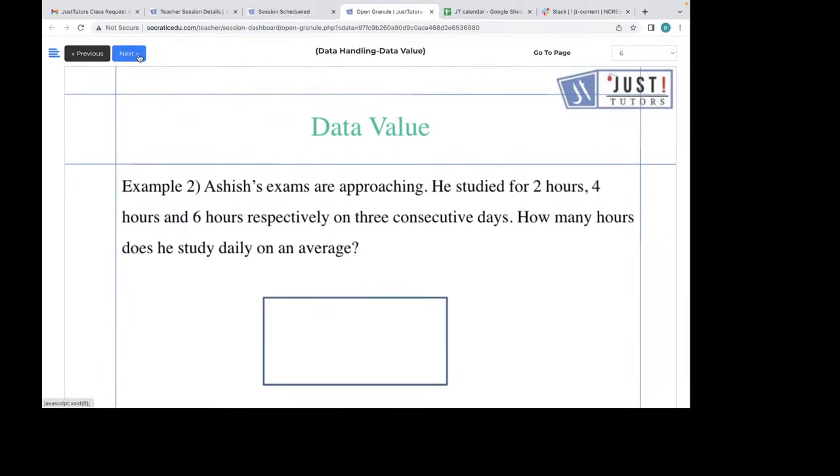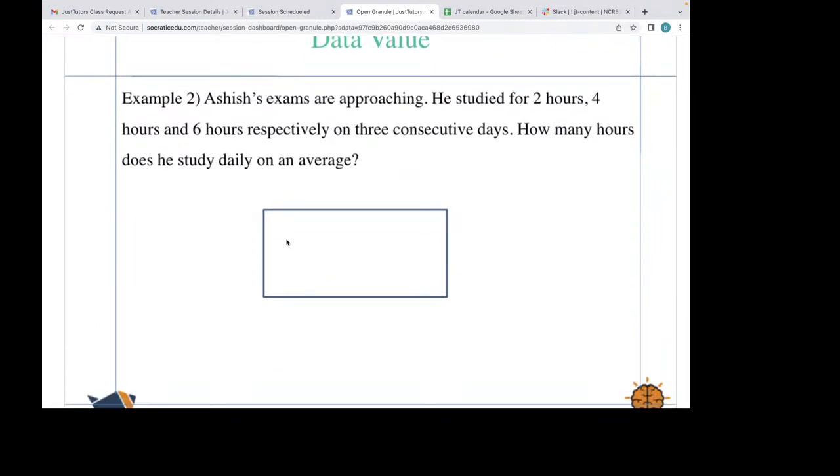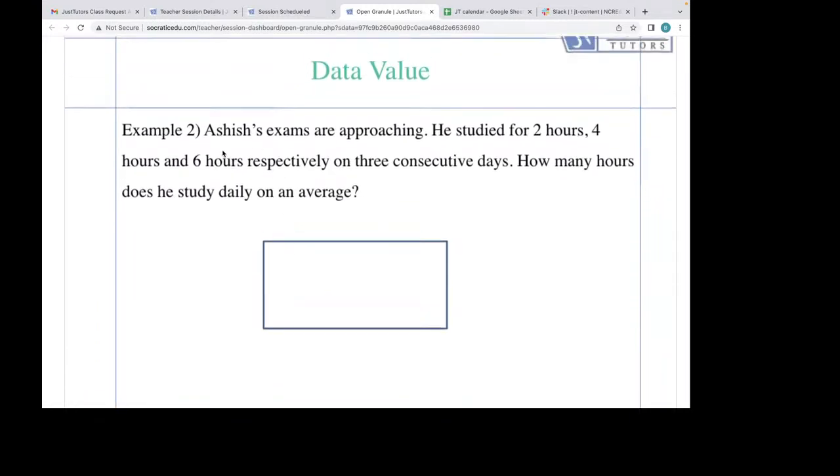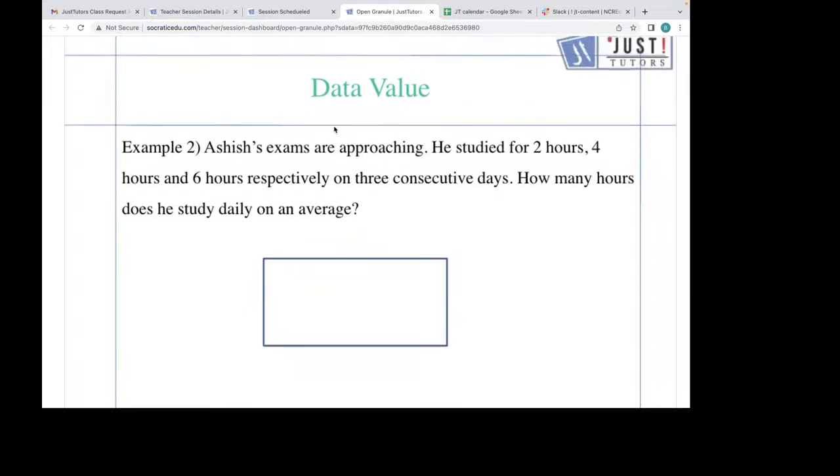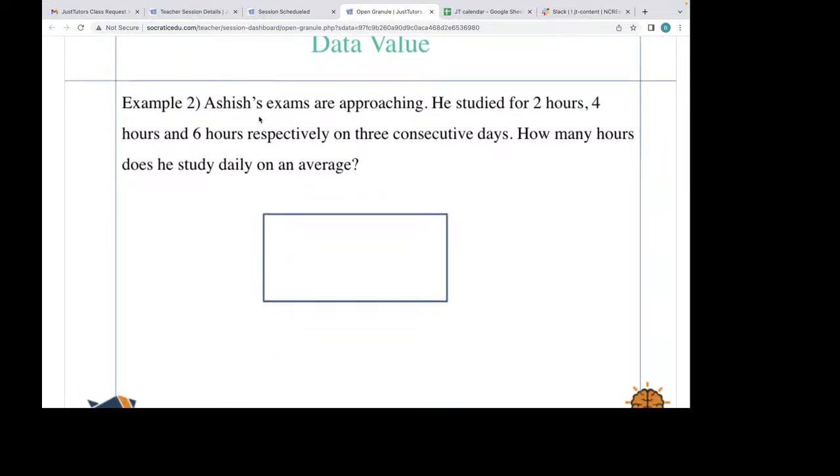So now let's take an example which we have to do ourselves. Okay, so what is this example? Let's do it. Ashish's exams are approaching. He studied for 2 hours, 4 hours and 6 hours respectively on 3 consecutive days. How many hours does he study daily on an average?